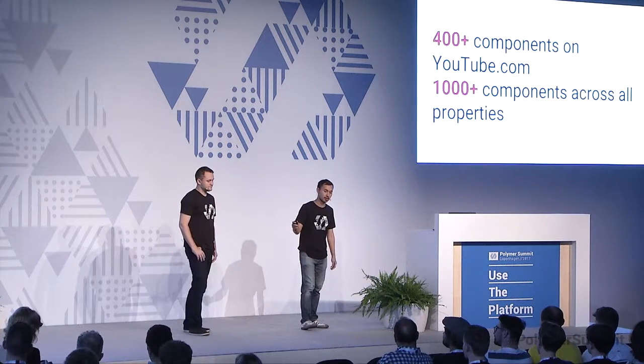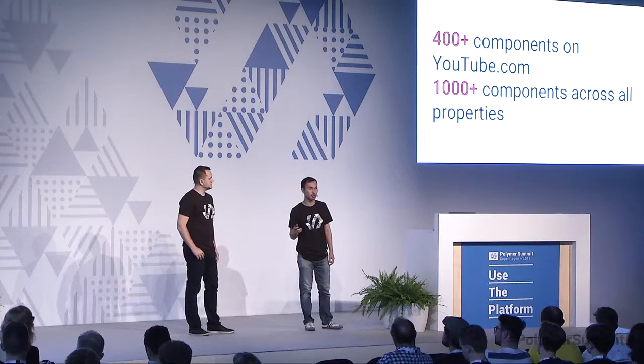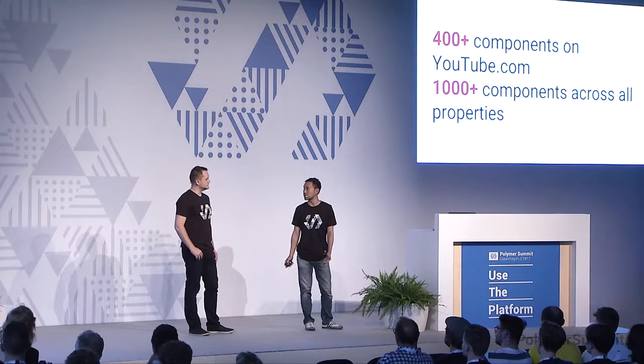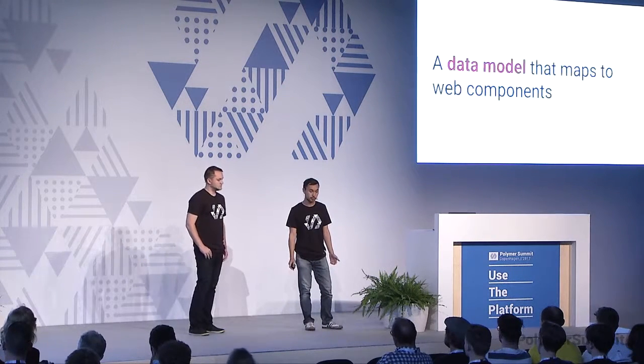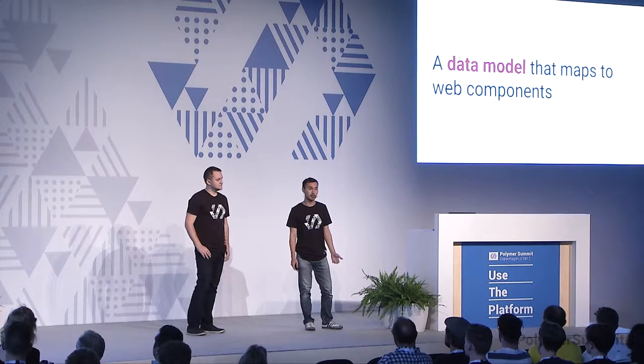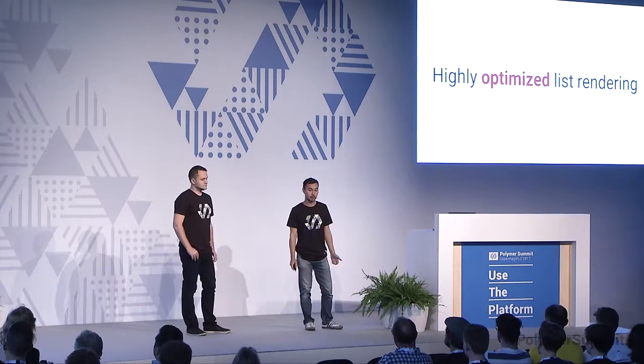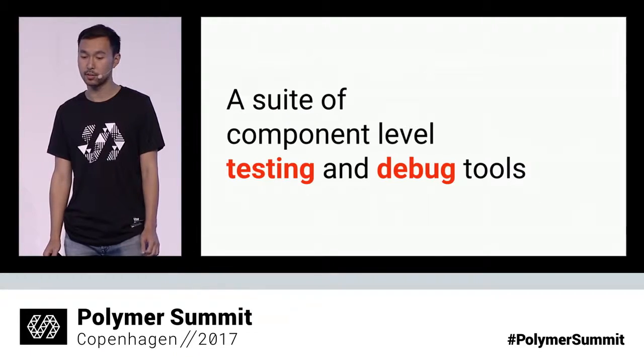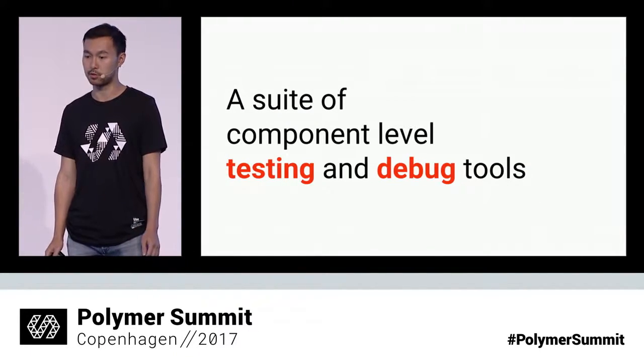So what's the state of Polymer at YouTube? We've mentioned that we have over 400 components on youtube.com and over 1,000 components across all properties. We have a data model that maps really well to web components. We have a highly optimized list rendering system. And we have a suite of component-level testing and debug tools. But there are a few things that we're still trying to bring up to date, which is probably not a big surprise from a website that just dropped IE9 support.